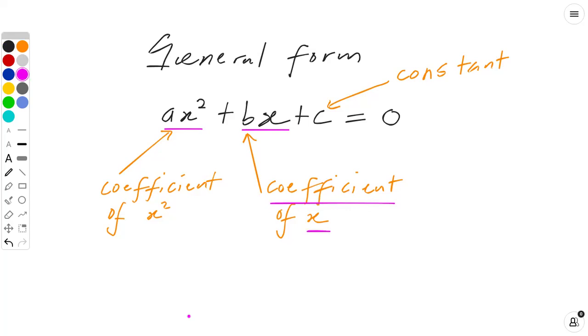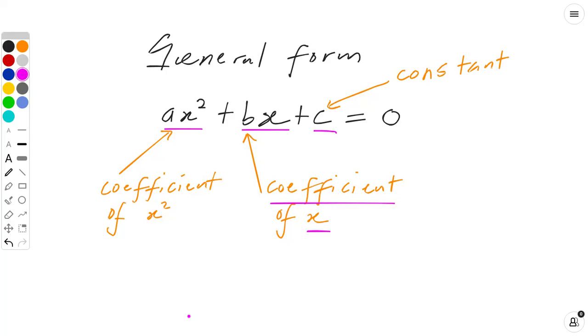And then last, we have c. C is called a constant. And a constant is a number that is not multiplied by any variable. So if you have a number like 2, 3, 4, and that number is not being multiplied by any variable, we call it a constant. And that is what c represents, a constant.